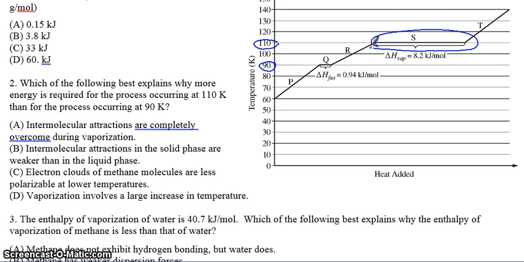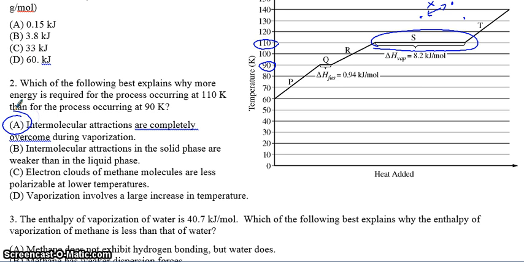And the best explanation is actually the first explanation. Intermolecular attractions are completely overcome during vaporization. This is true in a gaseous state. There are no attractive forces. Remember, a liquid and a solid have attractive forces, but a gas does not have any attractive forces, which means you have to completely remove or completely break the bonds.